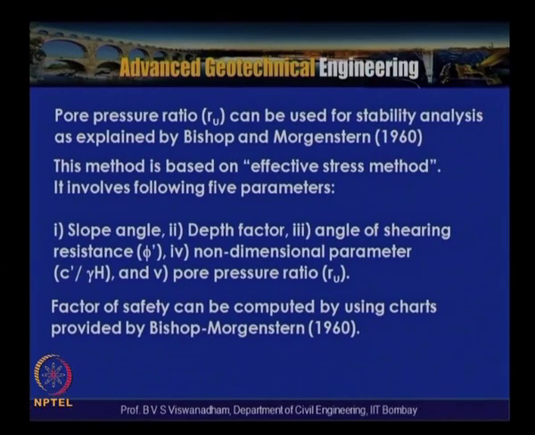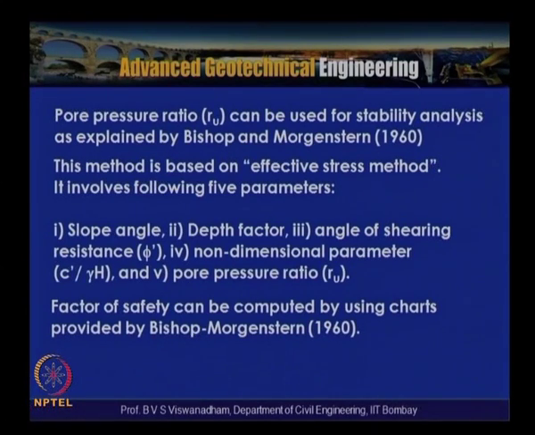And the pore water pressure ratio can be used for stability analysis as explained by Bishop and Morgenstern, 1960. This method is based on the effective stress analysis. It involves the following parameters: slope inclination, depth factor, that is nothing but the soil below the toe, D, slope height H, and the ratio D by H. If that height is D and the slope height is H, that is the ratio D by H. Angle of shearing resistance, that is friction angle phi dash, a non-dimensional parameter which is nothing but c dash by gamma H, where H is the height of the slope, and pore water pressure ratio.